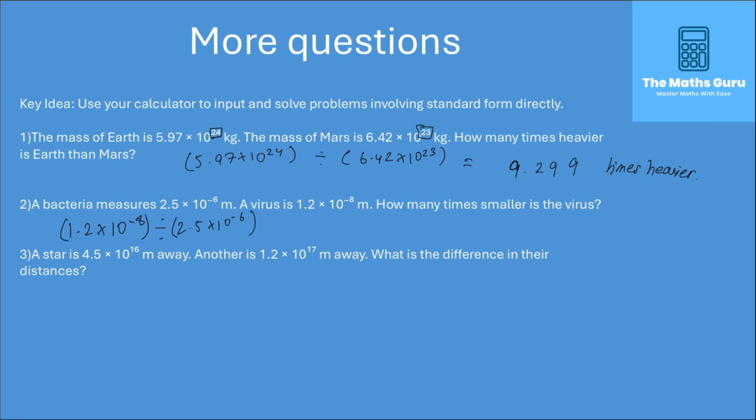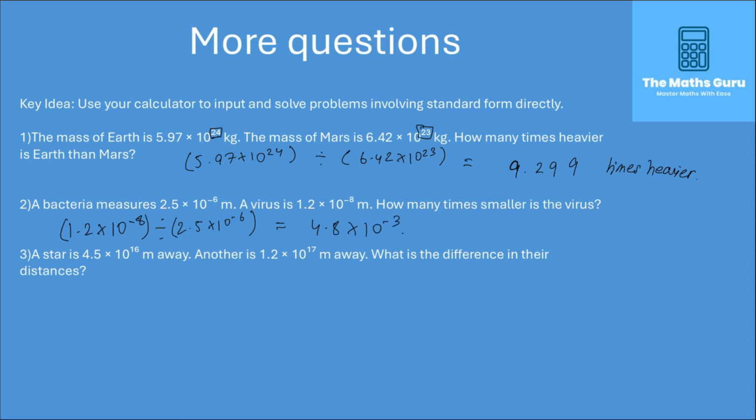So we're going to go 1.2 times 10 to the negative 8 divided by 2.5 times 10 to the negative 6. And the answer is 4.8 times 10 to the negative 3.